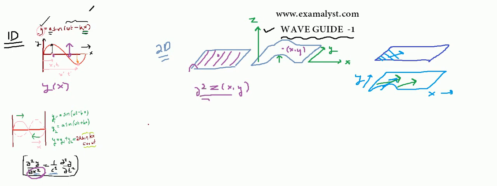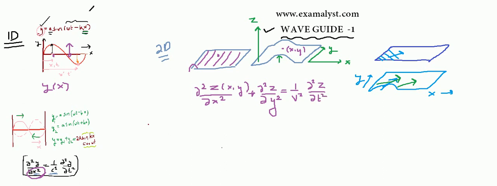d²z/dx² plus d²z/dy², since it can propagate in both directions. And this side will be the same: 1 by the velocity of the wave squared, with respect to the double derivative of z with respect to time.